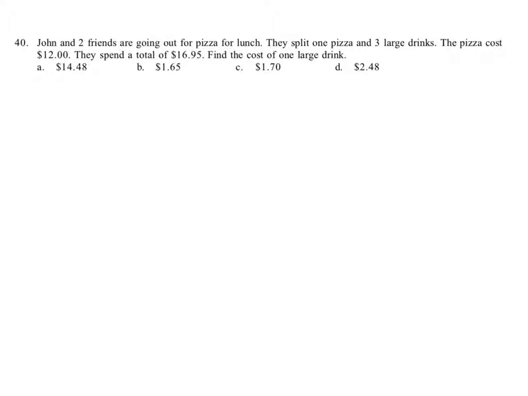So we could say one pizza at $12 plus 3 times the amount of a drink. 3 times whatever the cost of a drink is needs to equal $16.95. Okay? $12 pizza plus 3 times the number of drinks.